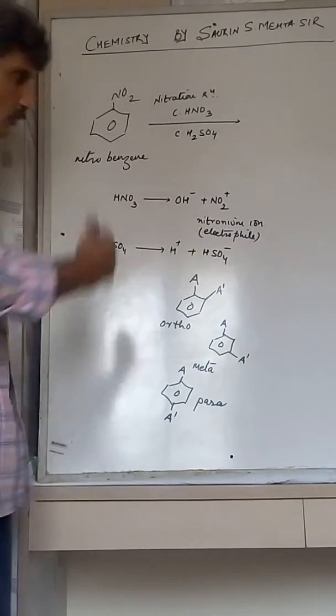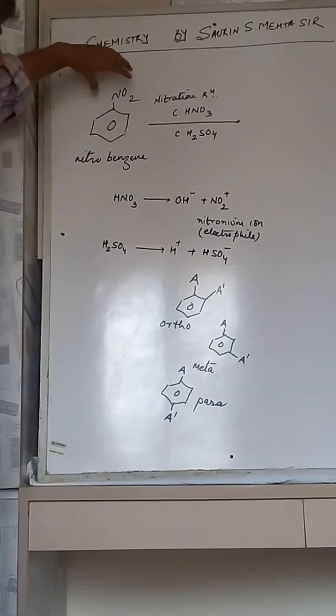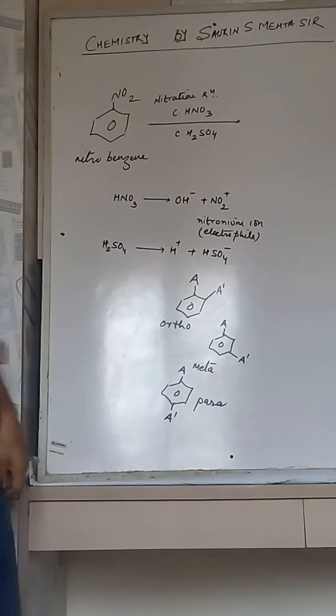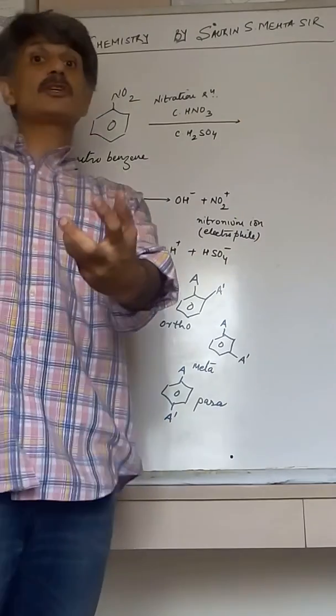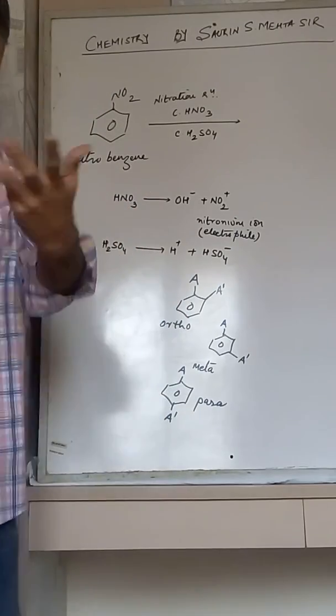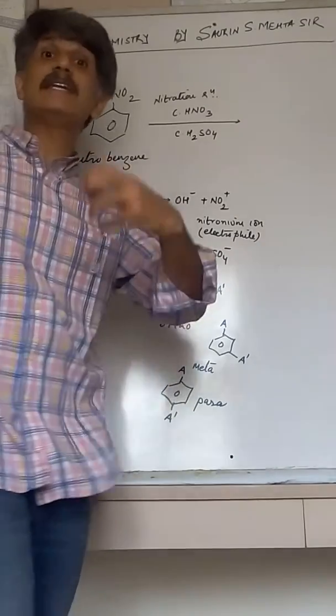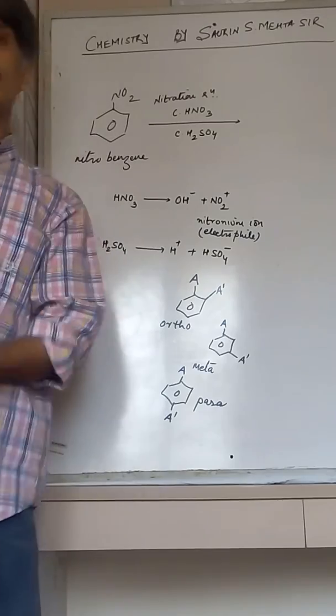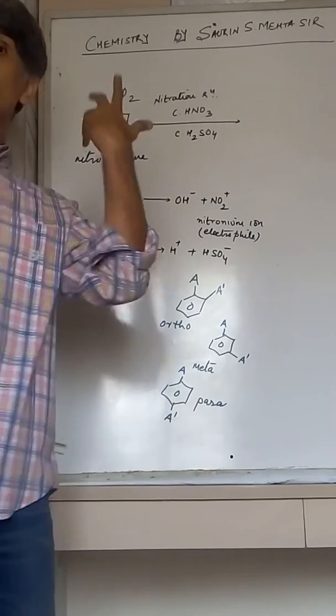Now we come back to our topic. The existing group is a nitro group. Nitro group is an electron deficient group. It is a withdrawing group. It has the tendency to withdraw electrons.